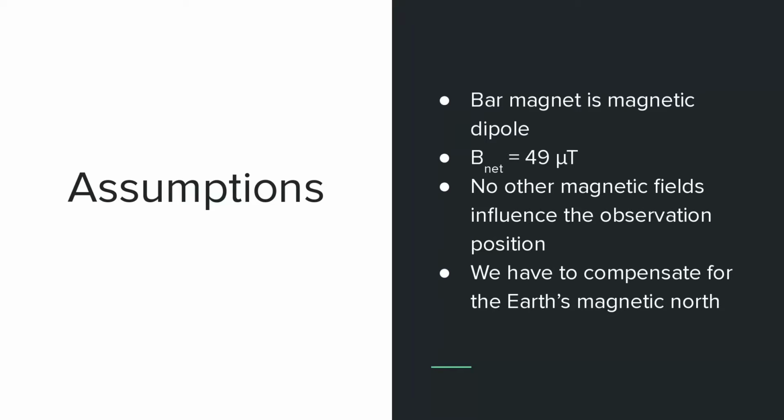A few assumptions had to be made while carrying out the calculations. We assume that the bar magnet itself is a magnetic dipole and that no external magnetic fields influence the observation position. We also assume that the net magnetic field of Atlanta, Georgia is approximately 49 microteslas. Finally, more a statement than an assumption, we have to compensate for the Earth's magnetic north. More details on this later.